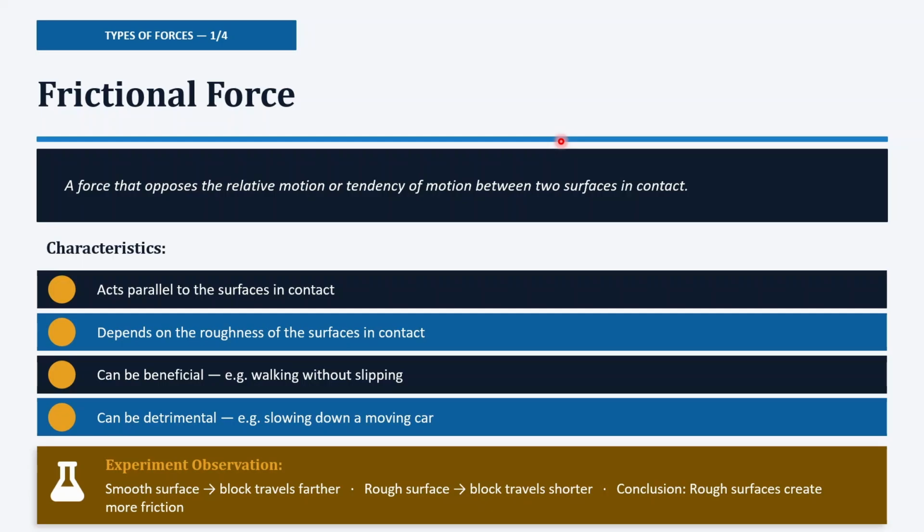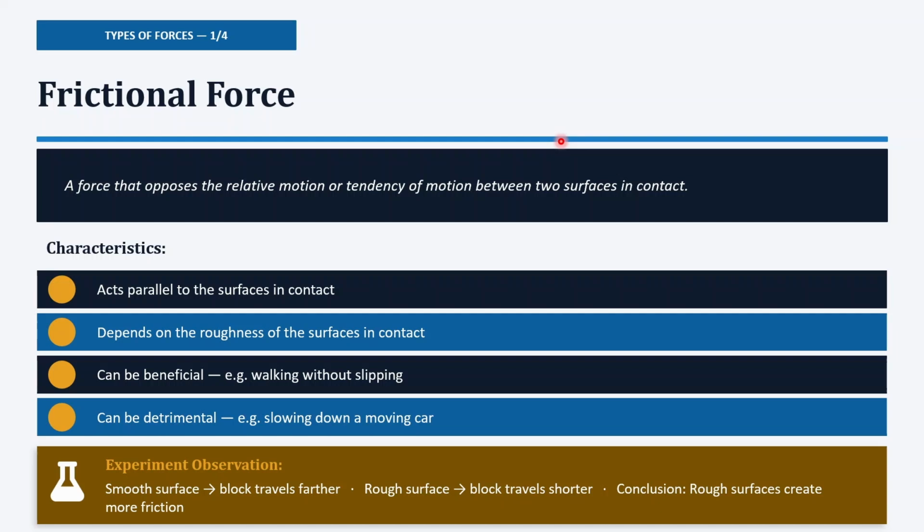Frictional force can be beneficial. At the same time, it can be detrimental. Beneficial in the sense that when you are walking on the ground, frictional force is one of the forces that helps you not to slip. If there was no friction between the ground and your feet, then you are likely to slip. It's like walking on, let's say, tiles with water on it. So you have tiles and then you have water on the tiles. It's very slippery because the friction is very little. Compare that to walking on sand or the ground. You realize that it's much easier to walk on the ground because of the effect of friction. So in this case, friction is beneficial.